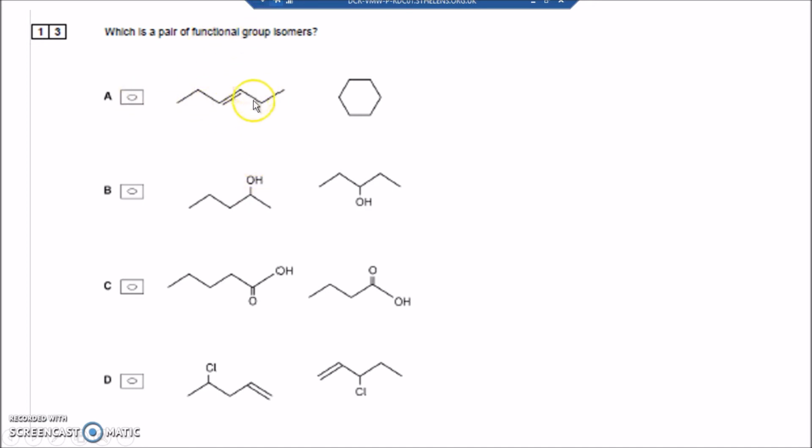So let's have a look here. What defines this? Well, there's a carbon-to-carbon double bond there, and in here there's no carbon-to-carbon double bond. It's lost its carbon-to-carbon double bond, so its functional group has changed. So that is a functional group isomer.